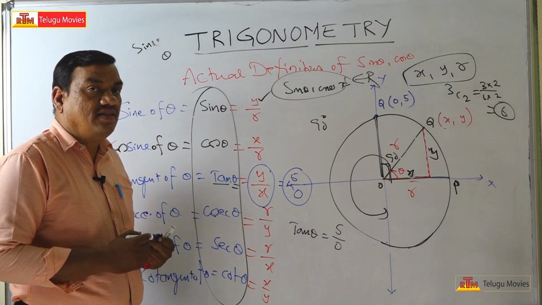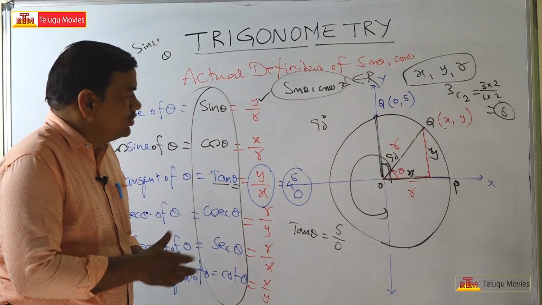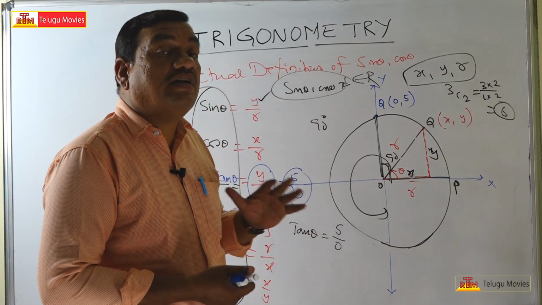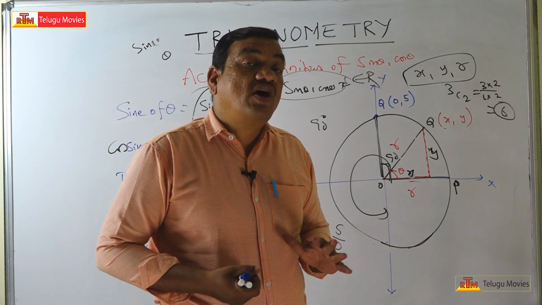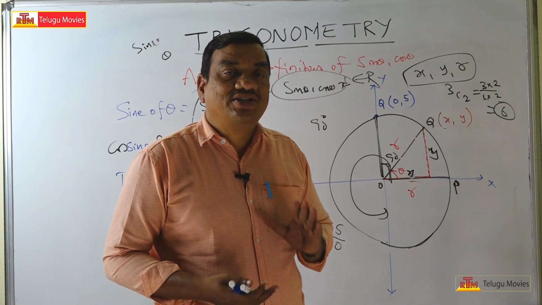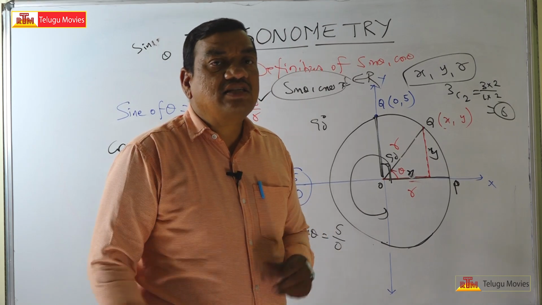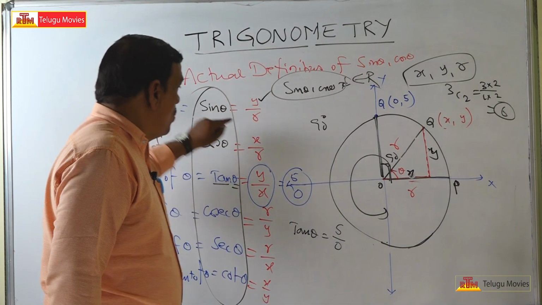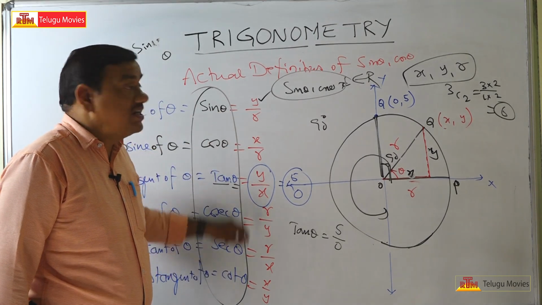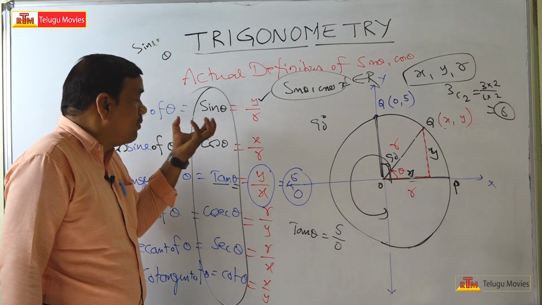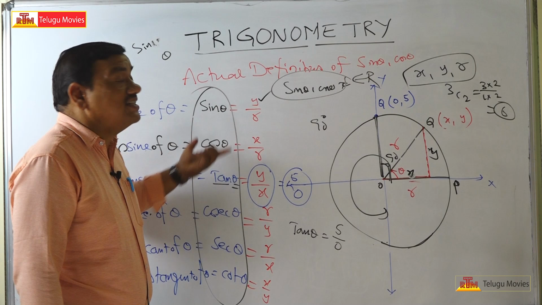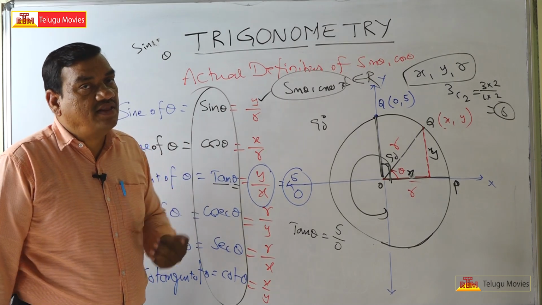That I will tell in the next class. Dear students, I hope you enjoyed today's class on what a radian is and the fundamental definitions of sin theta, cos theta, tan theta. In the next class, I am going to explain the limitations of this theta, what the range and domain are, and what angles you have to take to make it defined.